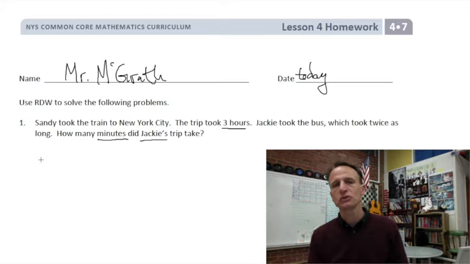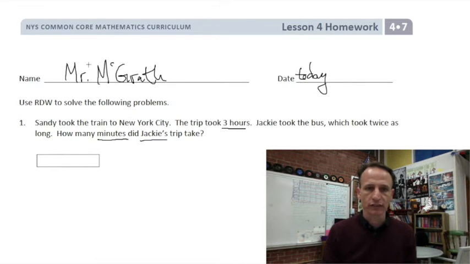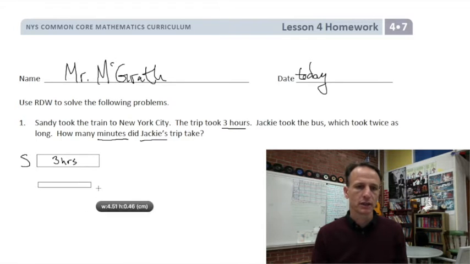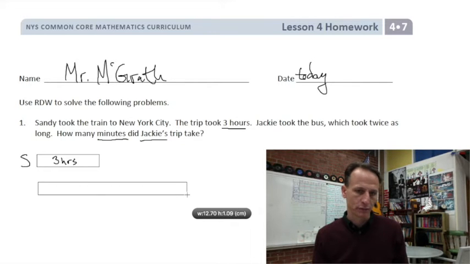And we need to draw 2 tapes, not just because we have 2 people, but because we have a comparative question here. We're saying Jackie's twice as long, so we're comparing, and it helps to have 2 separate tapes. So this here will be Sandy, and we know that this is 3 hours. They usually use brackets, but whatever. I probably should have made my 3 hours a little shorter because it's taking up too much space.